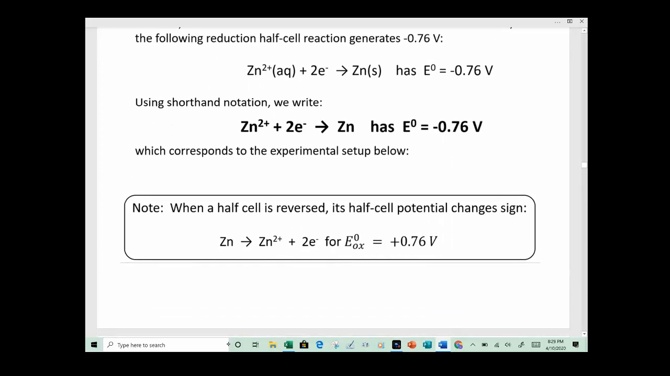Let me point out one thing here. For this reduction reaction, this is the reduction potential for zinc. If we reverse this reaction, we turn it around so that zinc is the reactant and Zn2 plus and 2e negative are products, this describes an oxidation. If we reverse a half reaction, then the true voltage is the reverse of the reduction potential. We get the reverse by changing the sign from negative 0.76 to 0.76, and now we call it an oxidation potential. But you'll see that I don't use these very often because it gets confusing. There's another way to solve problems without using oxidation potentials.